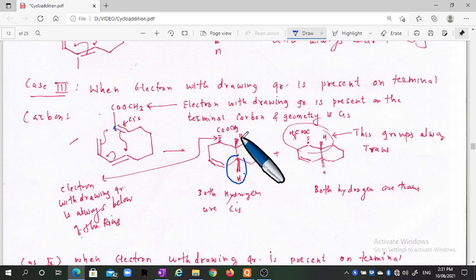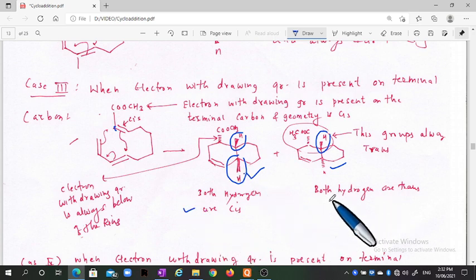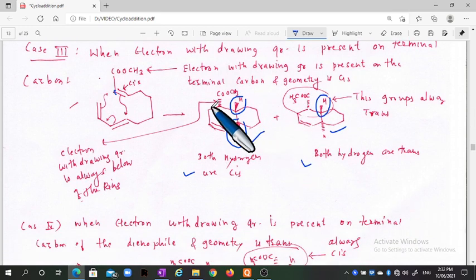This hydrogen is always solid, because these will be trans to each other. But for this hydrogen there is no selection; it remains at the bottom of the ring or the top position of the ring, so both hydrogens may be cis. The important thing is that these two are always trans. The hydrogen is always solid and the COCH3 is always dotted. This stereochemistry is preserved in the product.